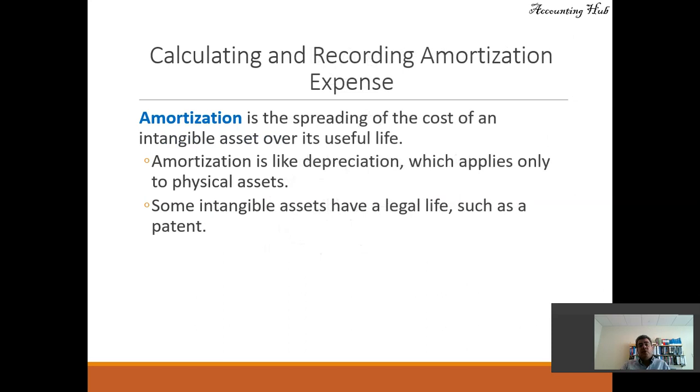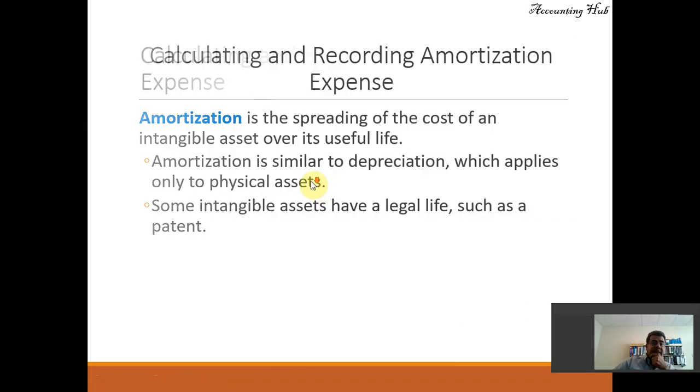And what is amortization? It is the spreading of the cost of an intangible asset over its useful life. Amortization is like depreciation, which applies only to physical assets. Some intangible assets have a legal life, such as a patent. However, if they don't have a legal life, or if we are not able to figure the useful life, then we don't amortize them. Okay, so amortization is not for all of the intangible assets.